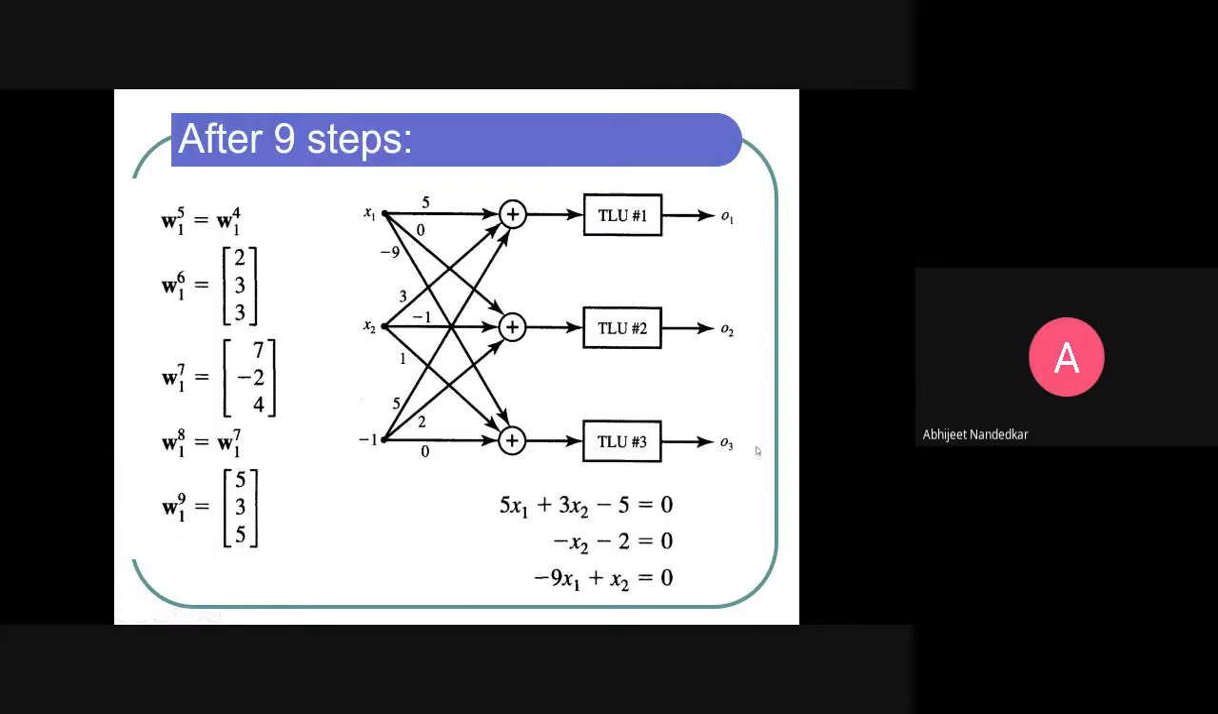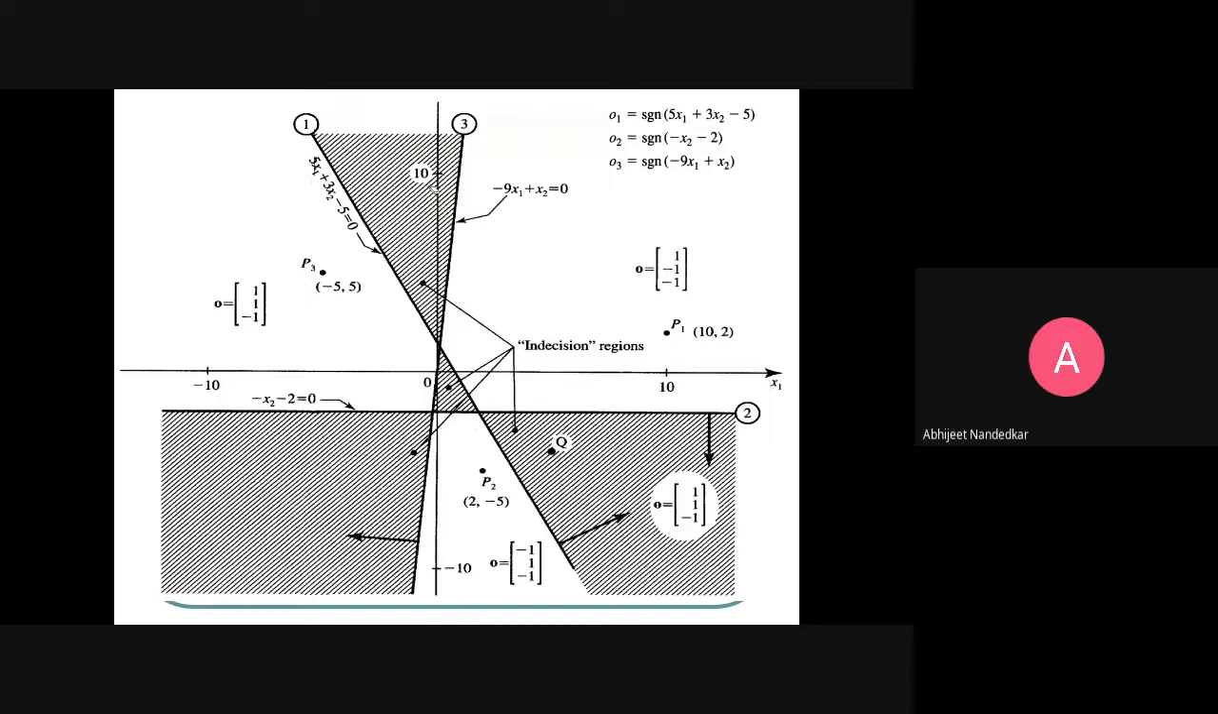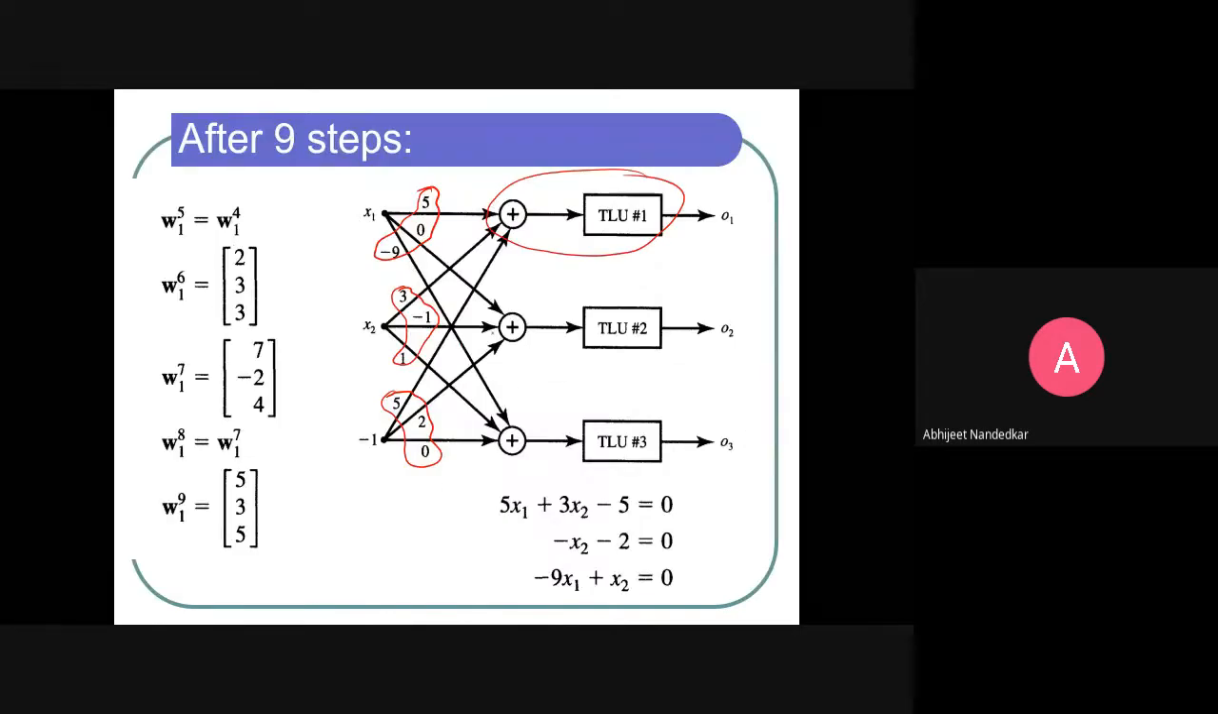So like that, if I keep on doing this, maybe after 9 iterations I got the correct answer, and the weights of the neurons are settled like this. If I take this neuron number 1, then you can see here what is the input to this, or what is the net value calculated here. This is equal to 5x1.